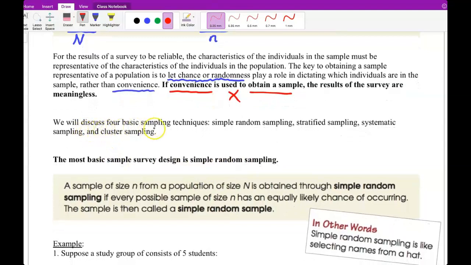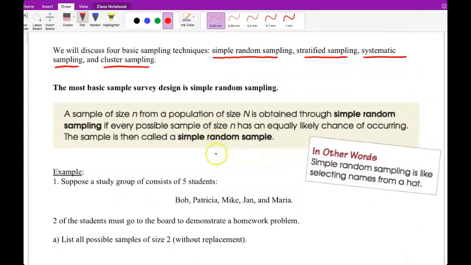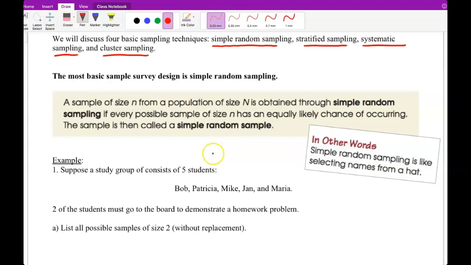In this part, we're going to discuss 4 basic sampling techniques: simple random sampling, stratified sampling, systematic sampling, and cluster sampling. The most basic sample survey design is the first one, simple random sampling.